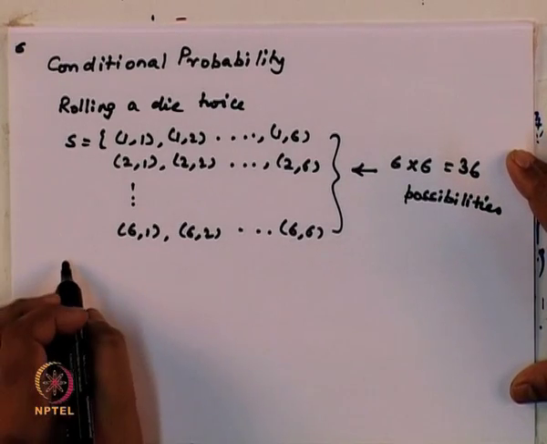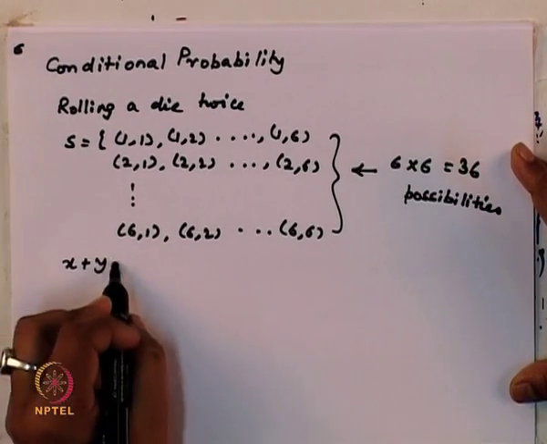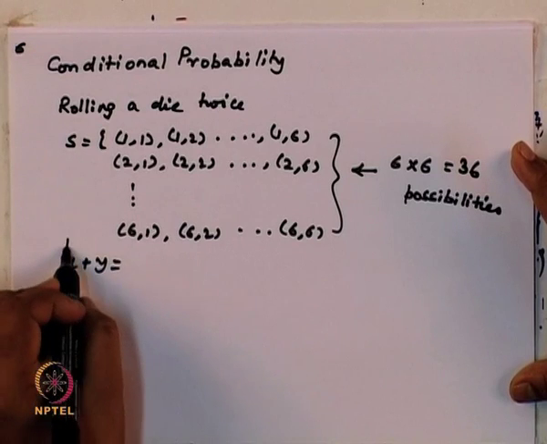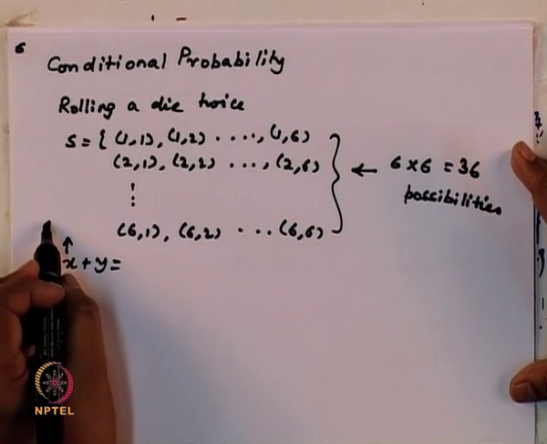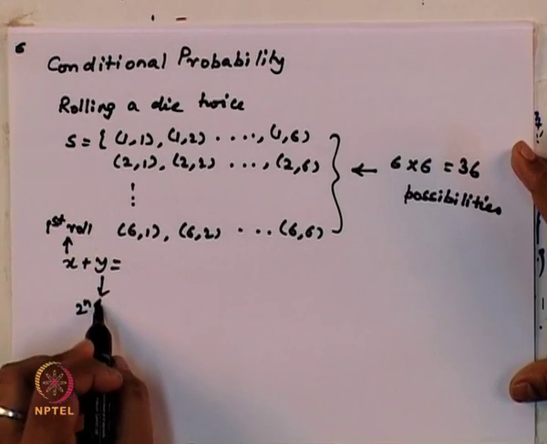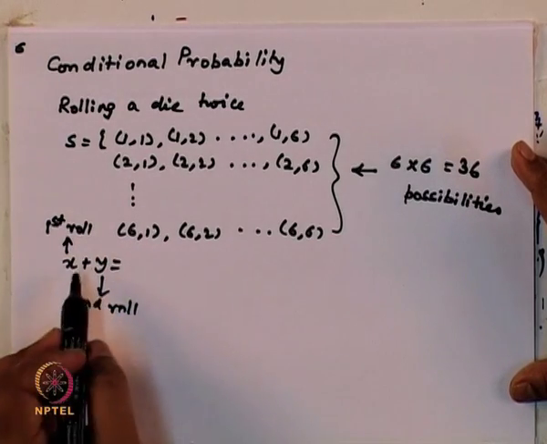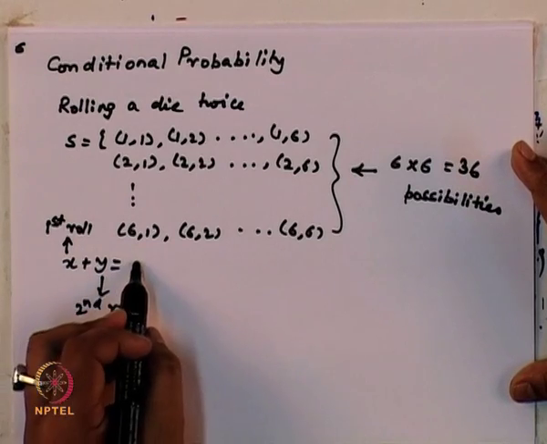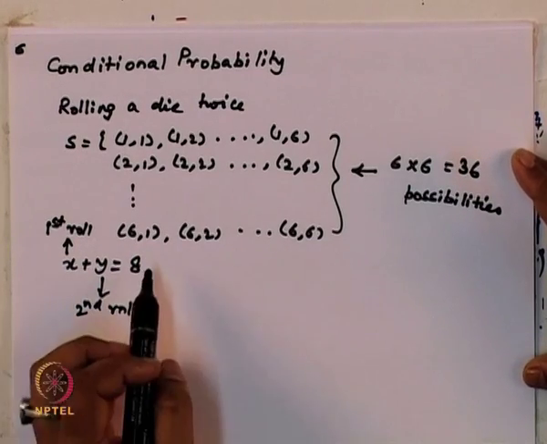Okay. So, I want to ask the question, what is the probability that we get x plus y, if x is the score associated with the first roll of the die and y is with the second roll. What is the probability that x plus y is equal to 8? So, how will I find this out?